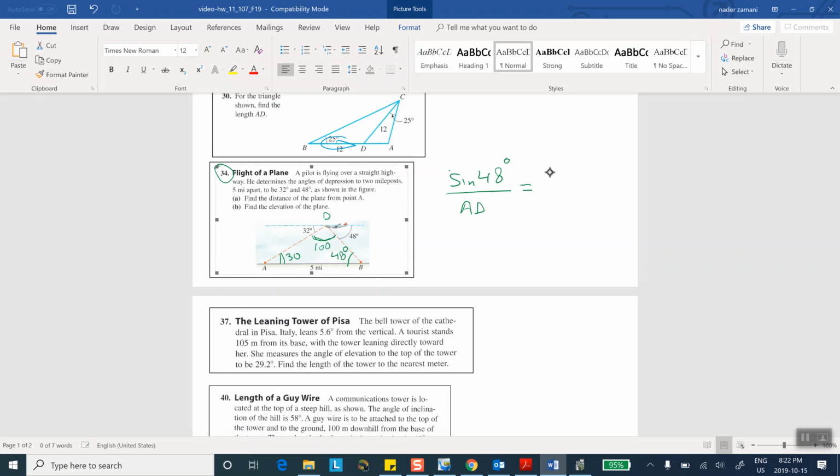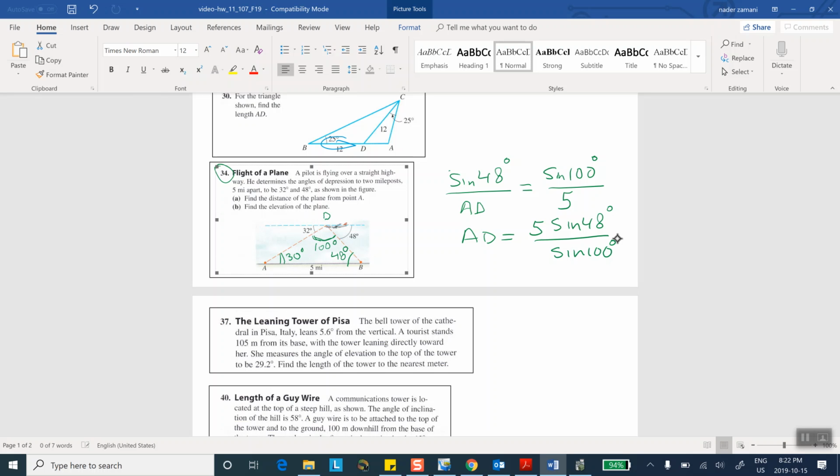So it's equal to the sine of 100 degrees, these are all degrees by the way, divided by 5 miles. So AD is equal to 5 sine of 48 divided by sine of 100.